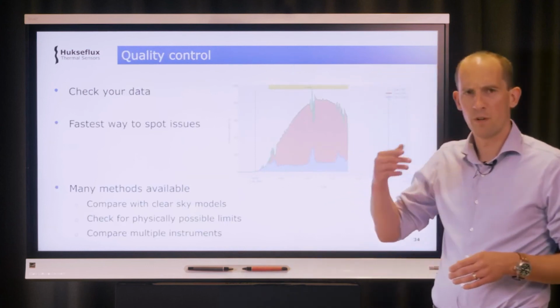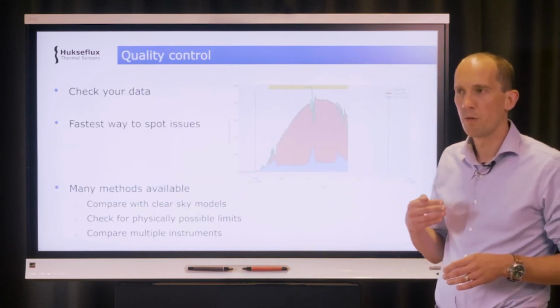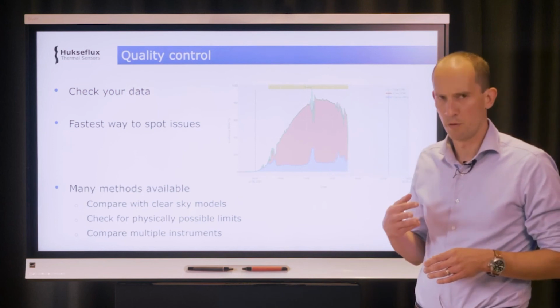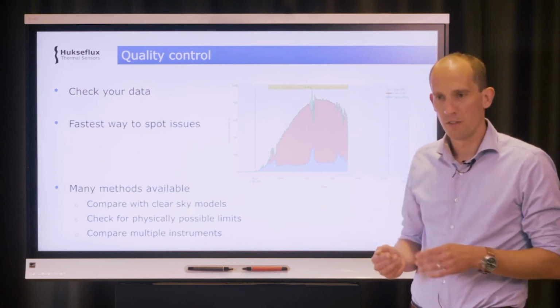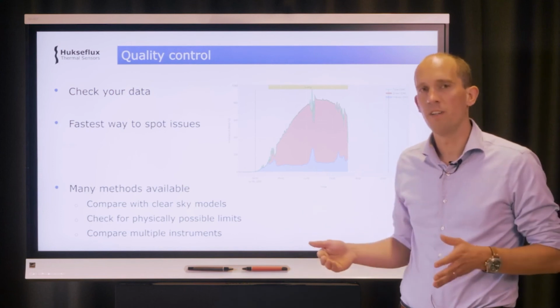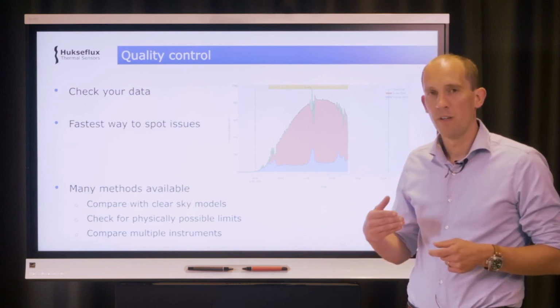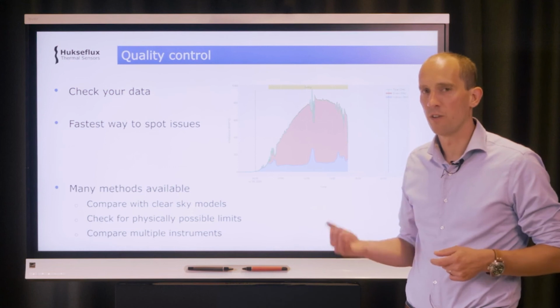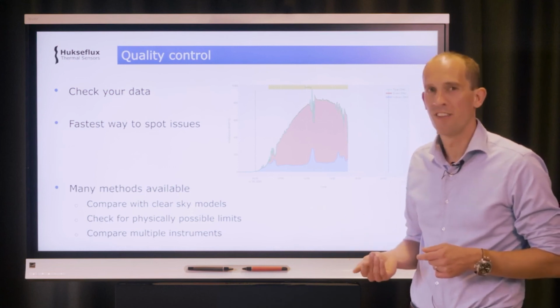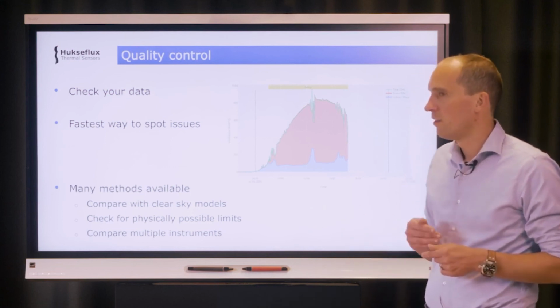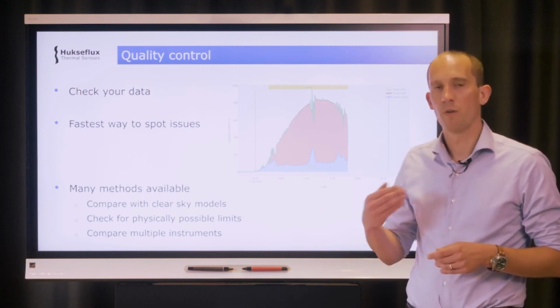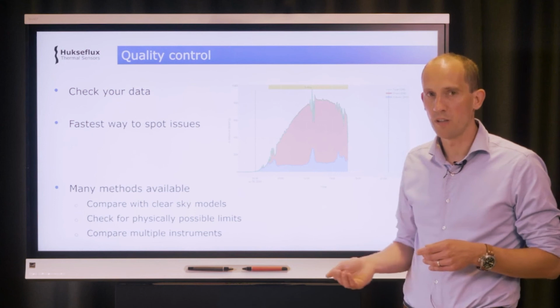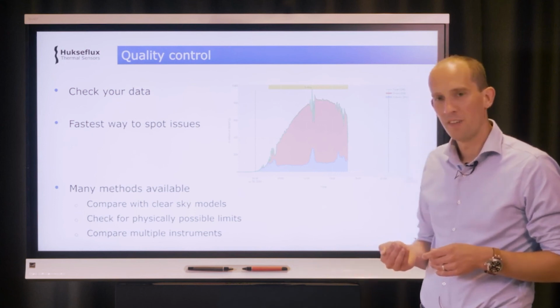Now the final point I want to talk about when we talk about how to use a pyranometer or a pyrheliometer is the concept of quality control. So you have data coming in continuously, and the main recommendation I always give is check your data, see if it makes sense. This can be done automatically, may require some experience, but it's the fastest way to spot issues in the field.